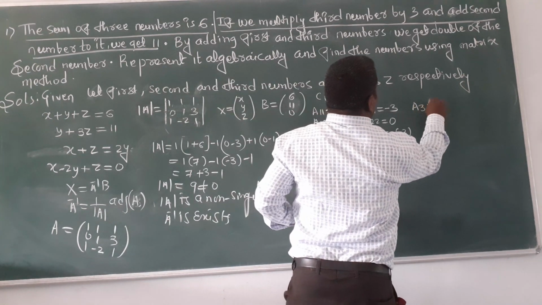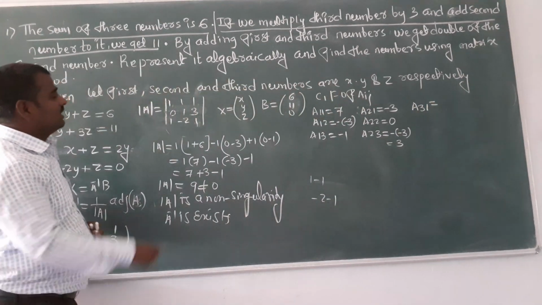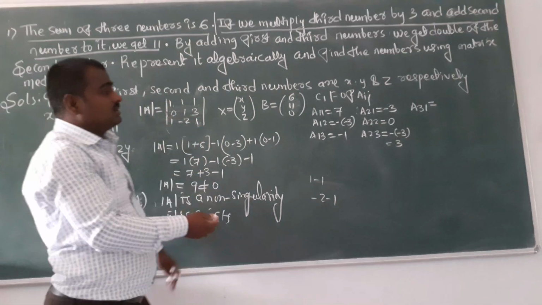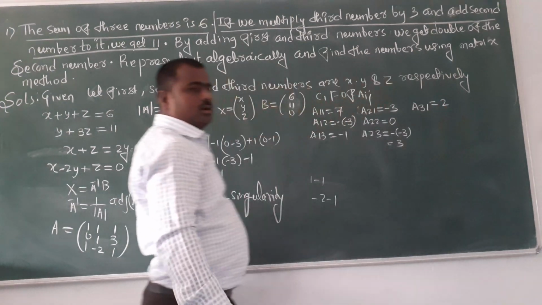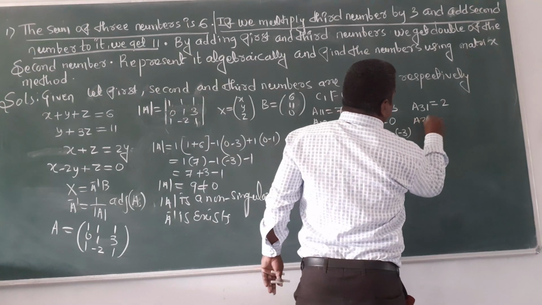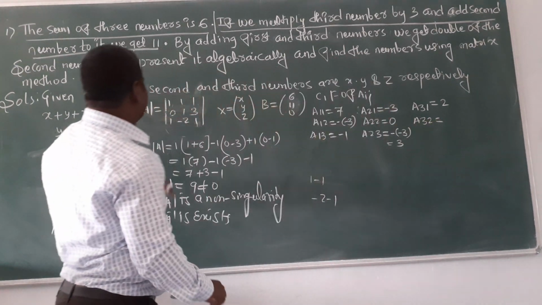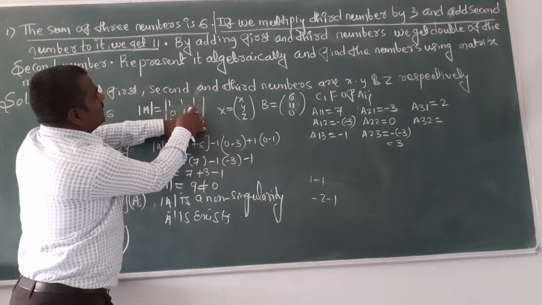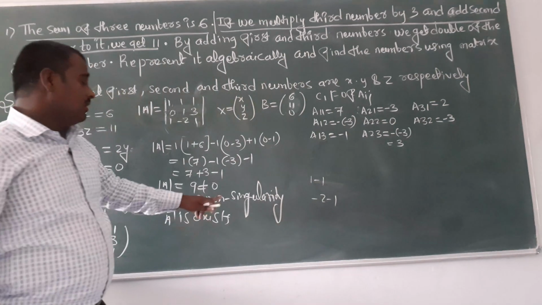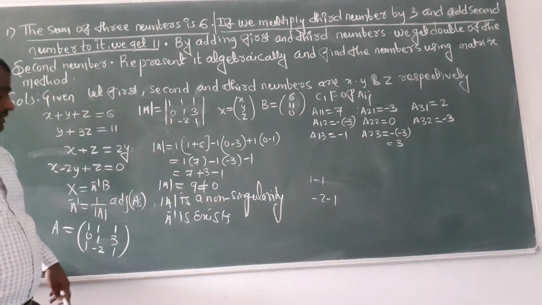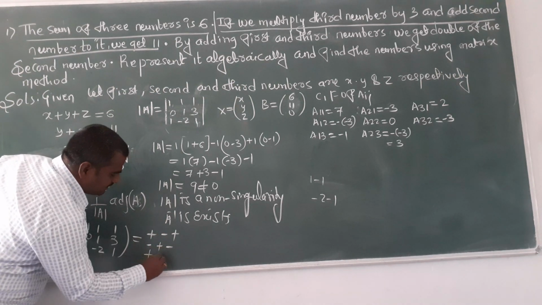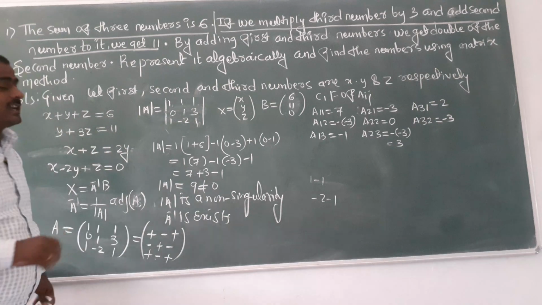A31. What is A31? You are here. Close this one. 3 minus 1, it means, shall I write directly? 2, right? Because the sign is already positive. So next, A32. What is A32? Negative is there. You are here. So 1 into 3, 3. 0 into 1, 0. Shall I write minus 3? Because the sign will be negative. Then we can take plus, minus, plus, minus, plus, minus, plus, minus, plus. So it expresses the values.